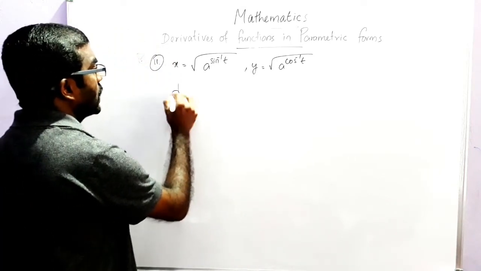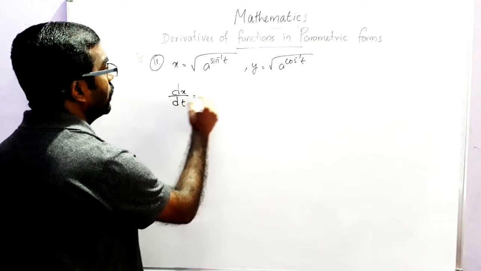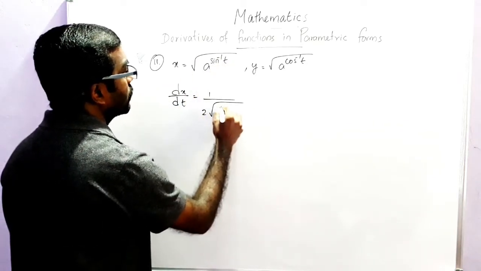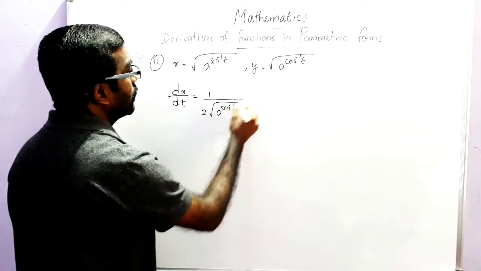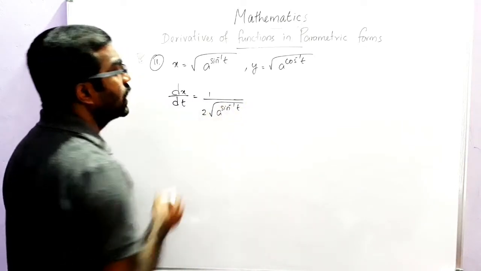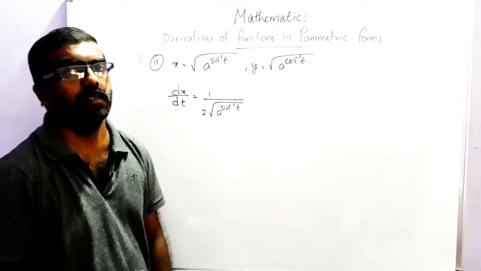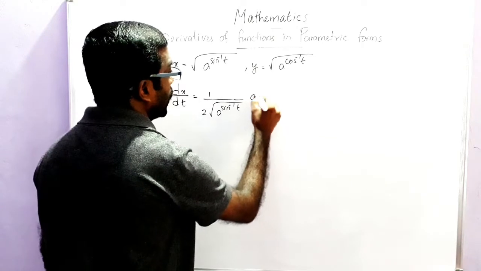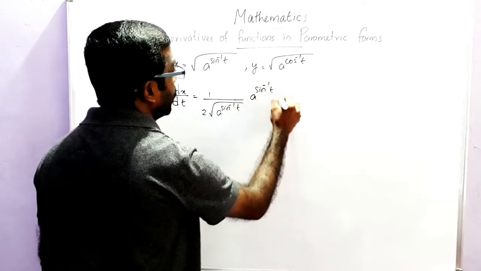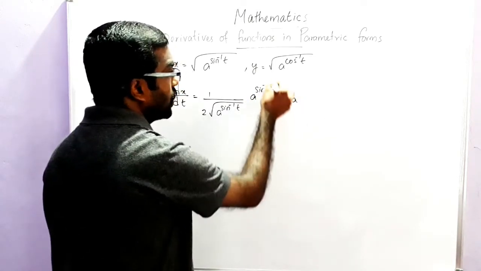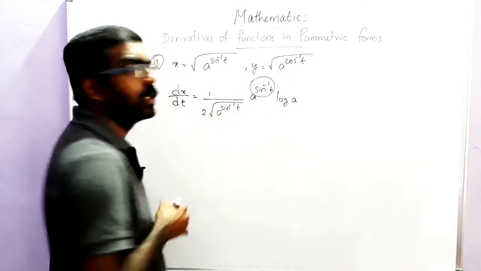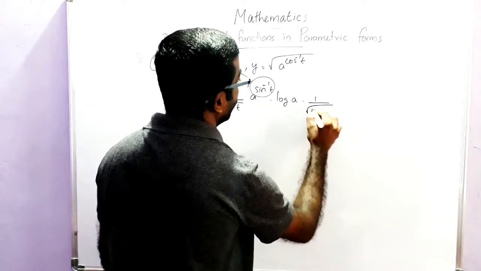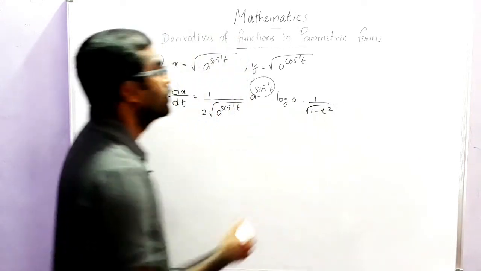So first, dx by dt is equal to, here root x derivative is 1 by 2 root x. Instead of x, the term is a raised to sin inverse t. A raised to x formula: a raised to x into log a. So a raised to sin inverse t into log a. But instead of x, the term is sin inverse t, so the derivative of sin inverse t is 1 by root of 1 minus t square.